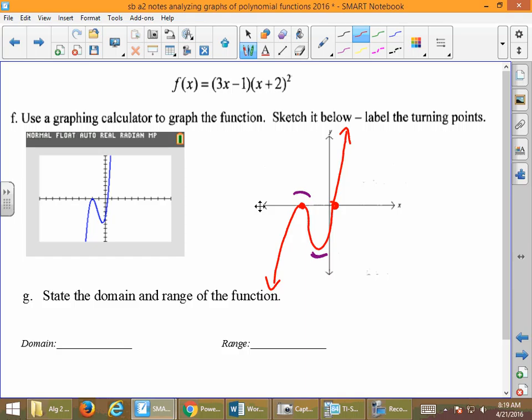What's the domain of this function? All right. And then we're going to look at the range. Do we have a complete high point, no other high points in the graph, or a complete low point, no other low points in the graph? And because we don't, our range is also all real.